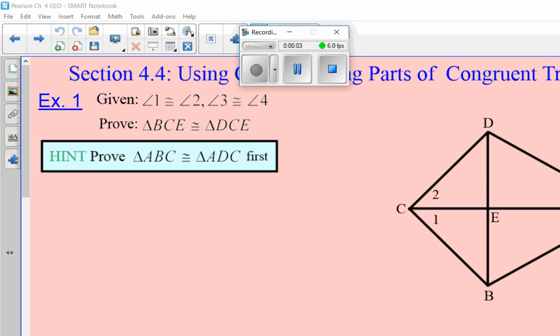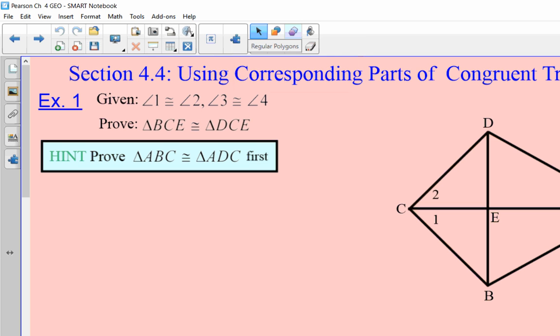Okay, everybody, this is chapter 4, section 4. This is using a theorem that wraps up everything that we've learned up to this point with side, side, side, side, angle, side, angle, and angle, angle, side. Okay, so we've got to have these down. Let me give you a little cheat sheet for a second here.